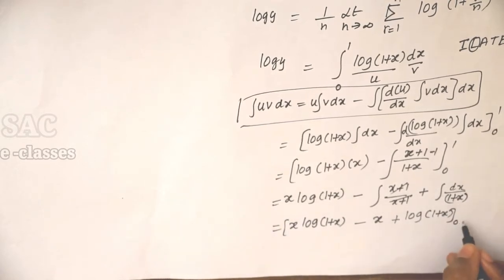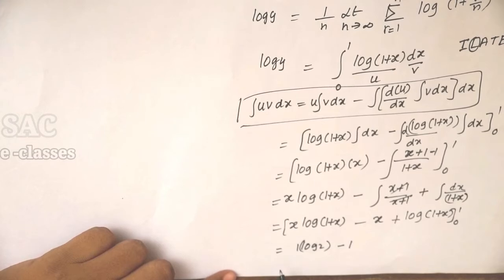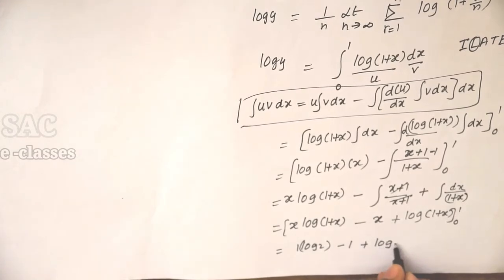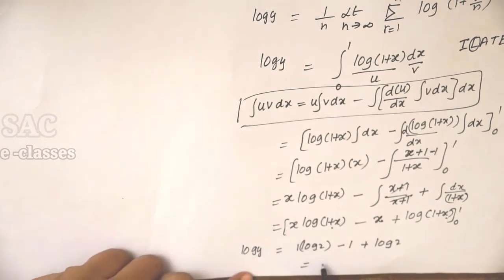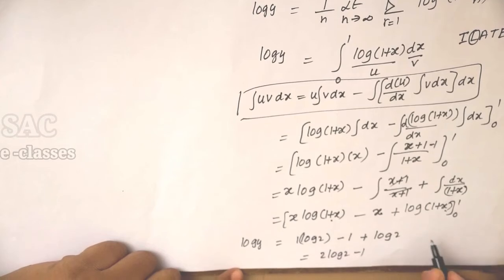So here clearly log of 1 plus x minus x, plus log of 1 plus x. Now apply the integration 0 to 1. You can write it as 1 into log 2 minus 1 plus log 2. If I substitute x as 0, this is log 1, which is 0. So we got that log y is equal to 2 log 2 minus 1.